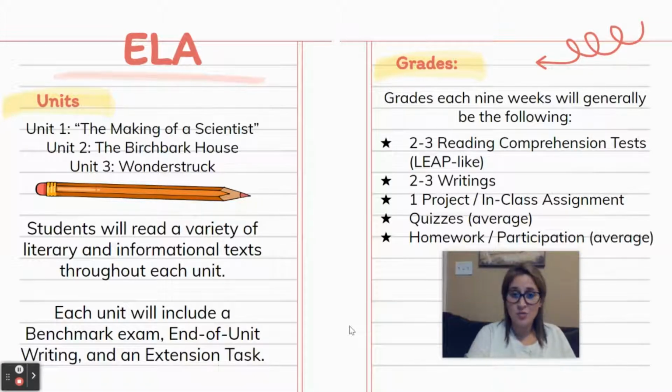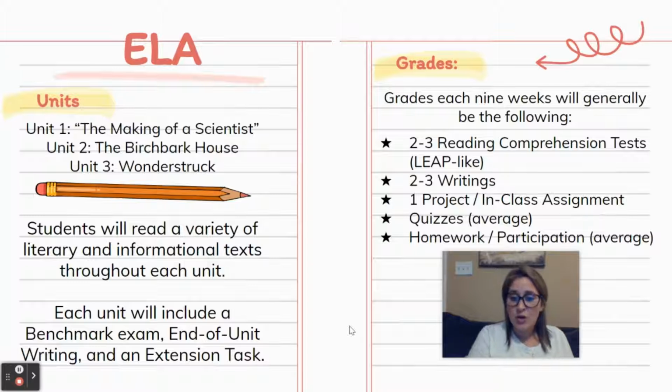We completed our first writing of the quarter on Monday. Some writings will look like that. Some writings will be a bit more complex, longer, multi-paragraph essays, and we will work up to that as the year progresses. Another grade that I would like to get is a project or an in-class assignment. So a second ago, I talked about the extension task that would qualify as a project.